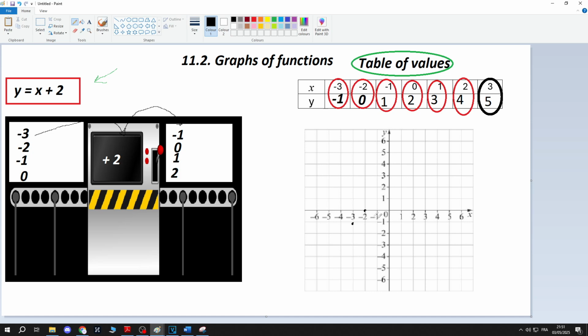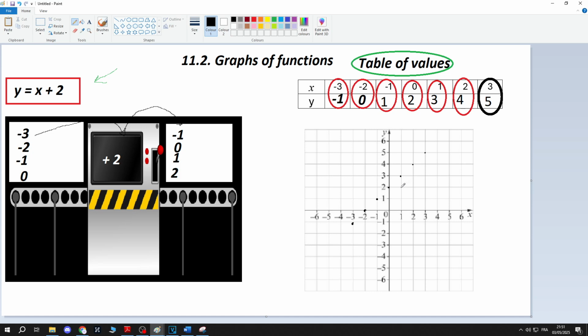When x is negative 1, right here, y is 1. I hope you understand this by now. When x is 0, y is 2. When x is 1, y is 3. When x is 2, y is 4. And when x is 3, y is 5.